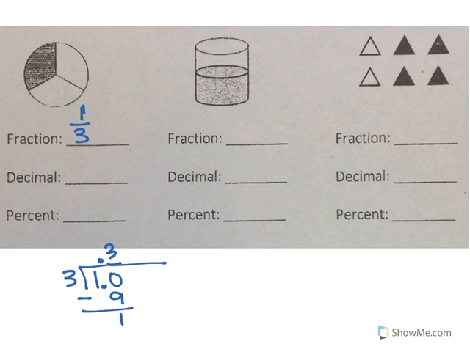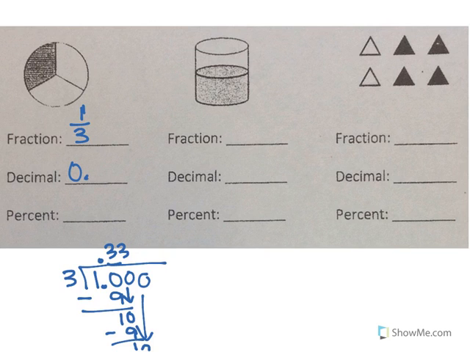Now I have a remainder, so I'm going to keep adding zeros and bringing them down. Well, I get 10 again. 3 into 10 goes 3 times. 3 times 3 is 9. And so if I kept doing this, I would keep getting 10, and I would keep having 3 going into 10 3 times. My decimal is going to repeat.